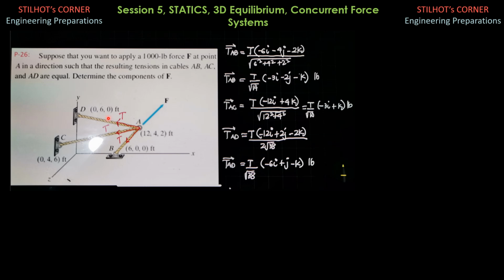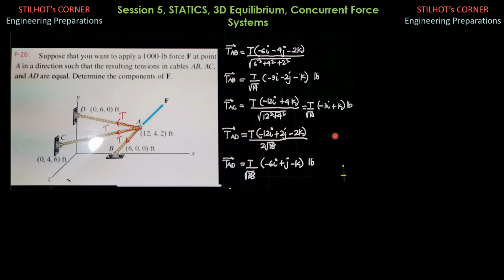Tension AD is 0 minus 12, negative 12i, 6 minus 4 is 2j, 0 minus 2, negative 2k, over the square root of 12 squared plus 2 squared plus 2 squared. So that is 2 square root of 38, simplifying. Tension AD is magnitude T over square root of 38 times quantity negative 6i plus j minus k pounds.